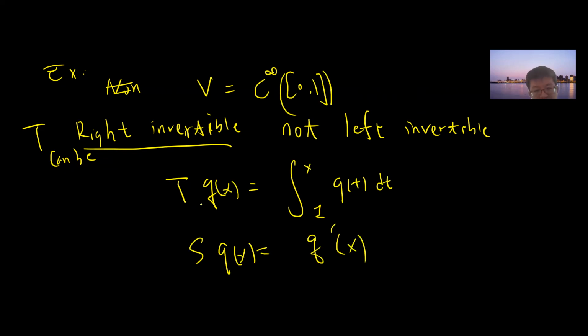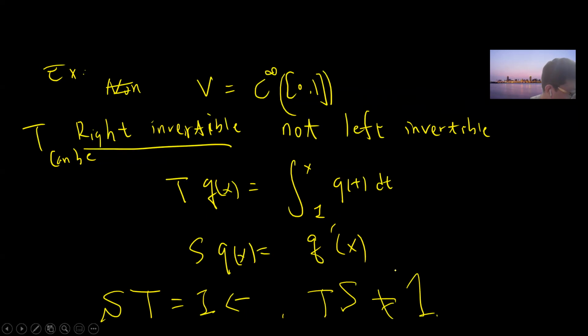So from your calculus, you know that if you act on T, you first do the integration and then the differentiation, you always get 1. This is the fundamental theorem of calculus. But if you do the derivative and then the integration, you do not necessarily get Q of x. You will get Q of x minus Q of 0, so it's not Q of x.